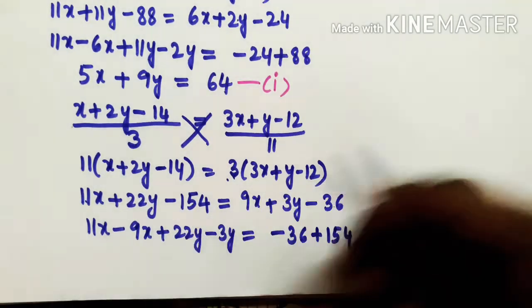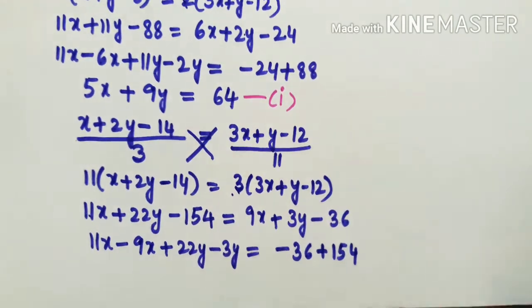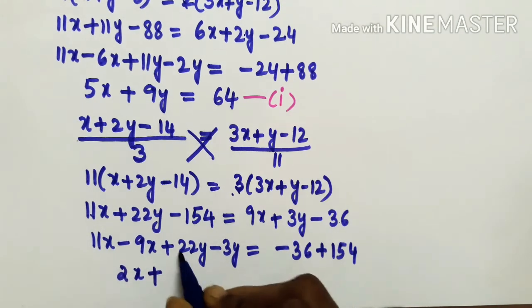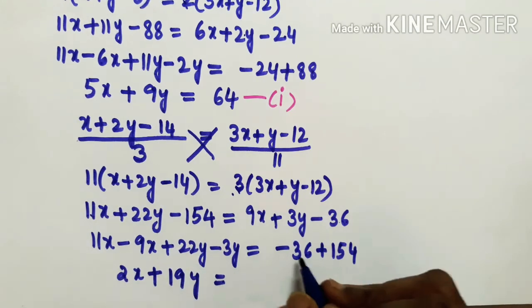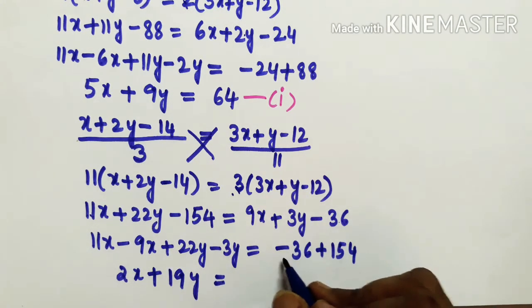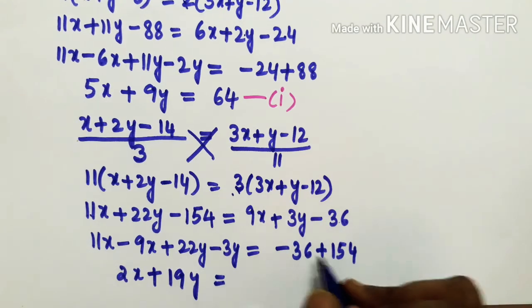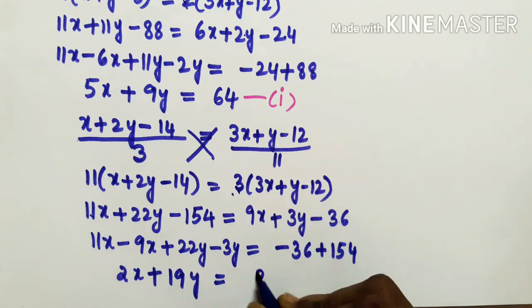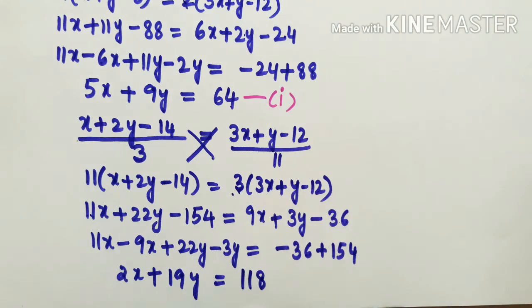Okay, then after that what you need to do: 11x minus 9x will be 2x, plus 22 minus 3 will be 19y, equals minus 36 plus 154. So over here plus into minus is minus, so you need to subtract this. Here 14 minus 6, here 1 and 1, so you will get 118. Okay, so this is how you got the equation.